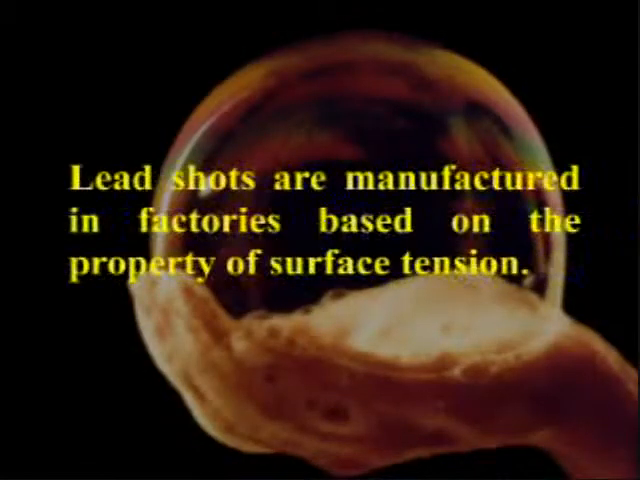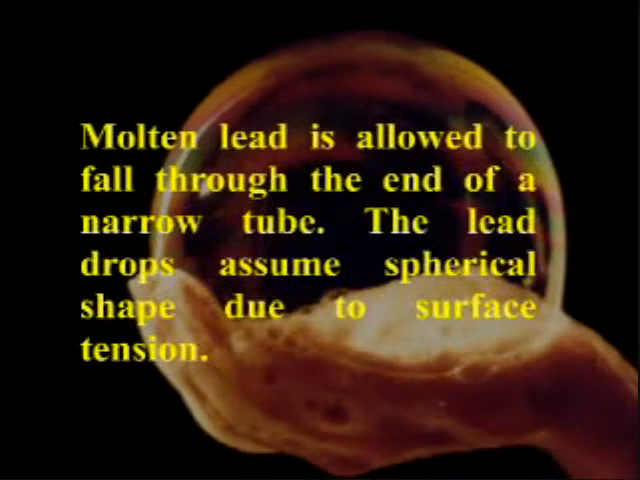Lead shots are manufactured in factories based on the property of surface tension. How? Molten lead is allowed to fall through the end of a narrow tube. The lead drops assume spherical shape due to surface tension.